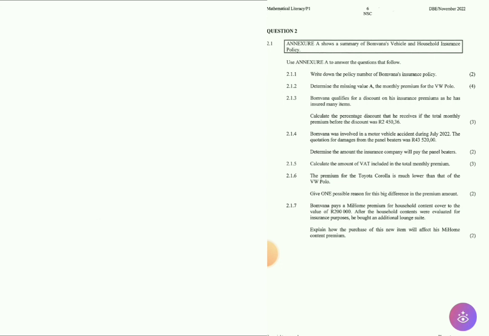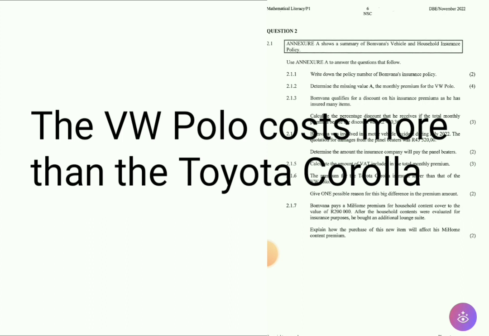Now we are going to 2.1.6. The premium for the Toyota Corolla is much lower than that of the VW Polo. Give one possible reason for this big difference in this premium amount. The VW Polo costs more than the Toyota Corolla. That's why. That's a simple reason.